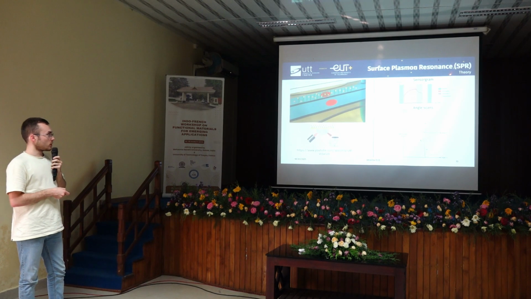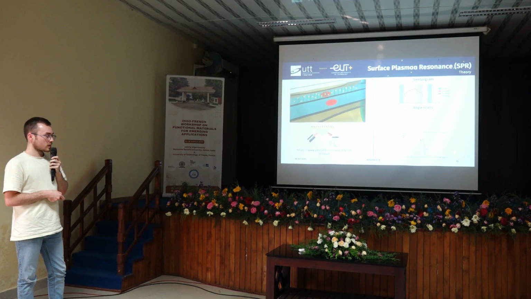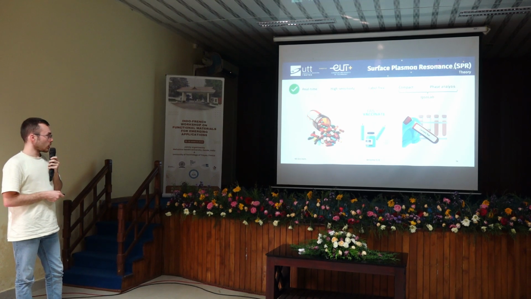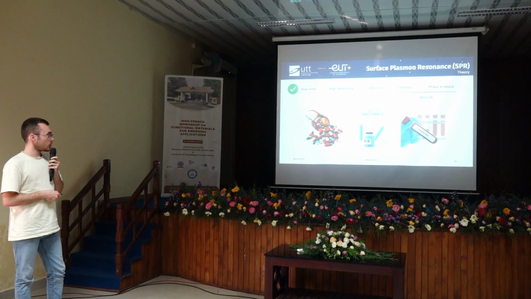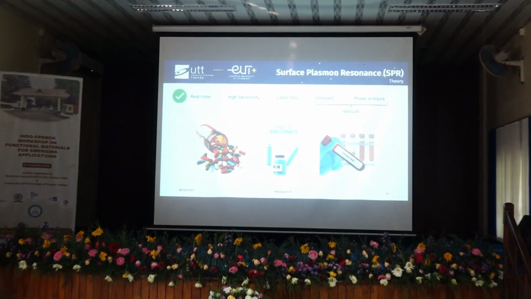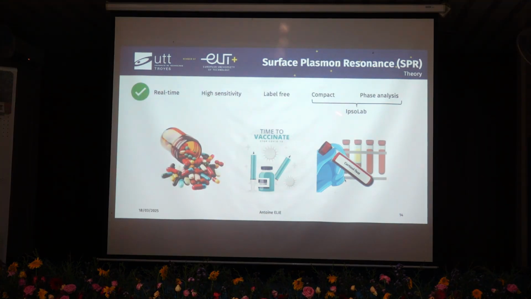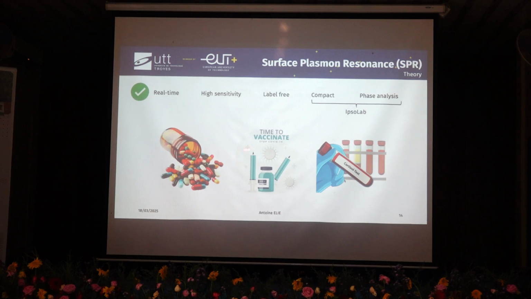And the particularity of this SPR is that you can measure the phase, and so you can be very sensitive to the shift because of the sharper part of the phase signal. So SPR is very useful because it works in real time with a high sensitivity and label-free. And the particularity of this SPR is the compact volume of the device and the fact that you can measure phase. So you can use SPR for drug analysis, vaccine, and biological tests, and so on.